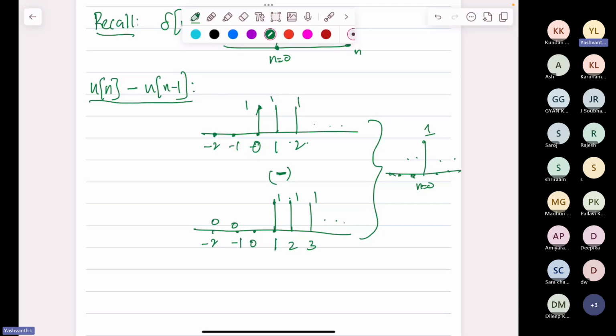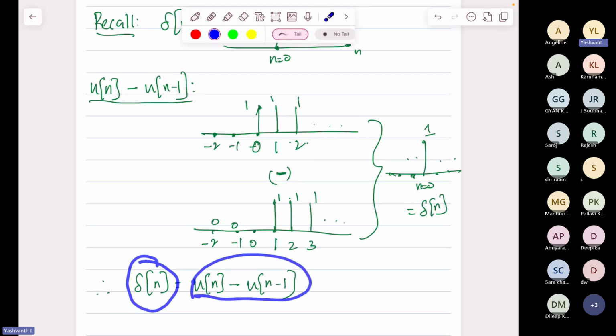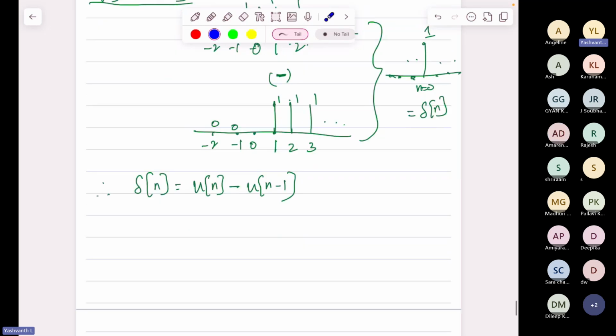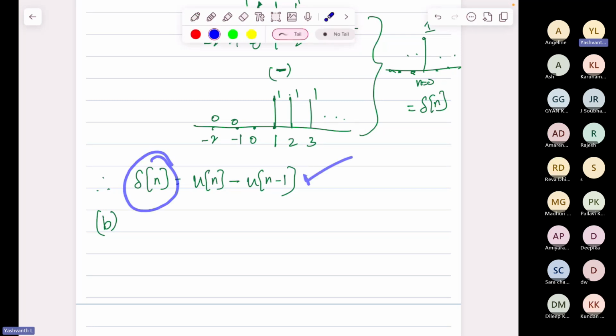Therefore, delta of n, you can write it as u of n minus u of n minus 1. That is, if you subtract the actual unit step signal and the delayed version of the unit step signal, you will get a unit impulse signal. So we have expressed the impulse signal in terms of your discrete time step signal. This is the correct answer. Now, similarly, let us express the other way. That is, you need to use impulse signals to obtain u of n.